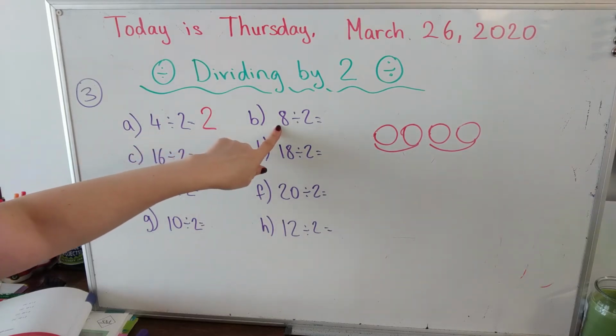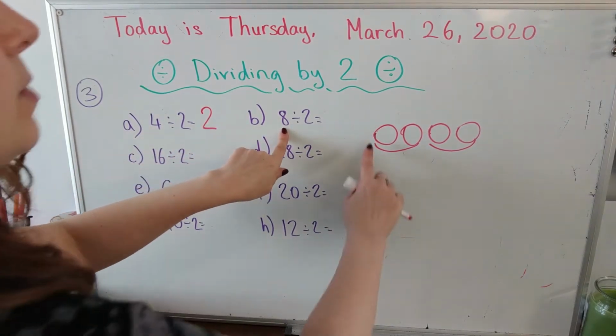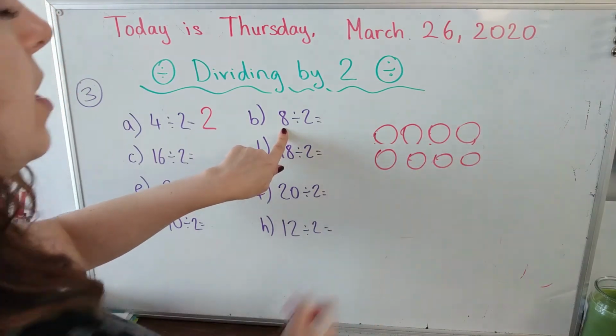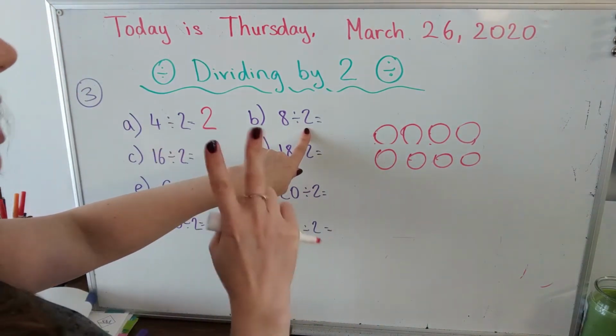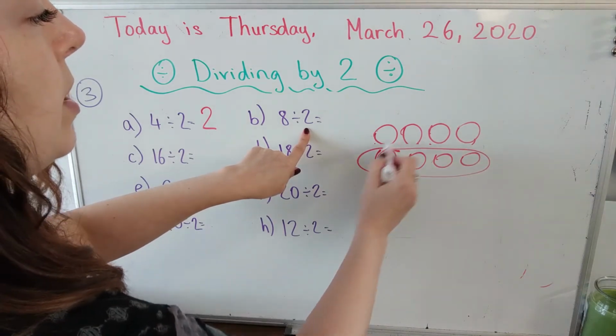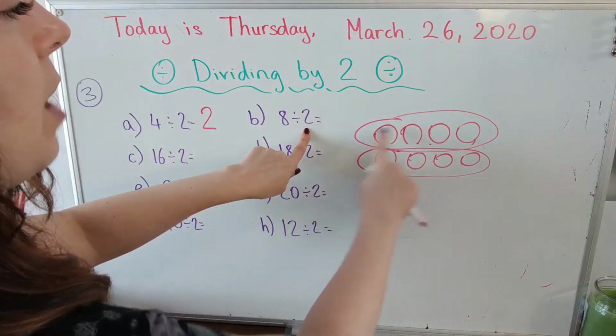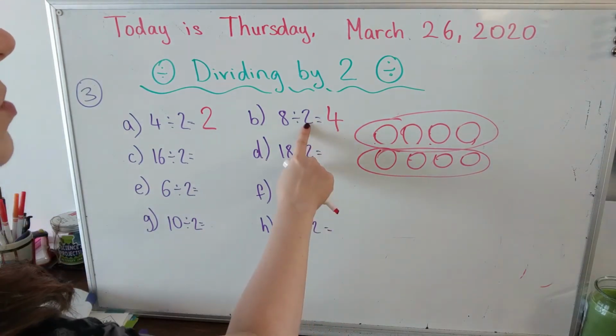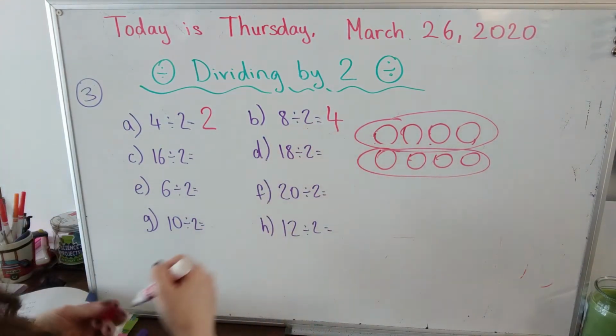Let's look at letter B. We're starting with 8 counters. There's 4, 5, 6, 7, 8. We're going to divide them into 2 equal groups. Here's group 1. There's group 2. How many are in each group? 4. Let's check our work. 2 times 4 is 8.